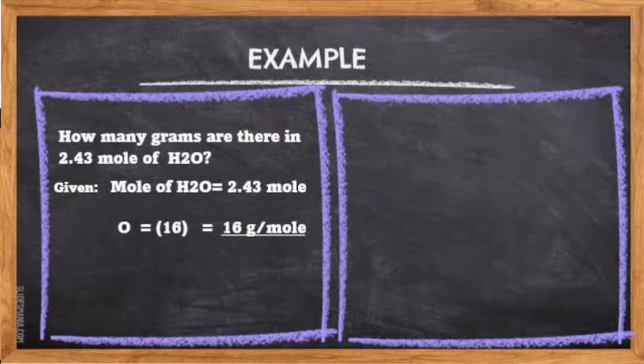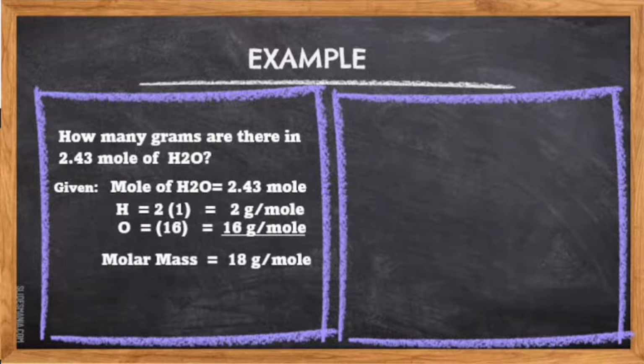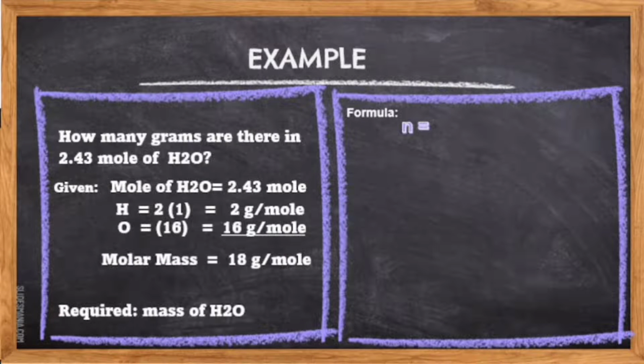What if the problem is, how many grams are there in 2.43 moles of H2O or water? So the given is the mole of water, which is 2.43 mole. You will get again the molar mass of water, which is equal to 18 grams per mole. What is required is the mass of water. So the formula for mole is mass divided by the molar mass.